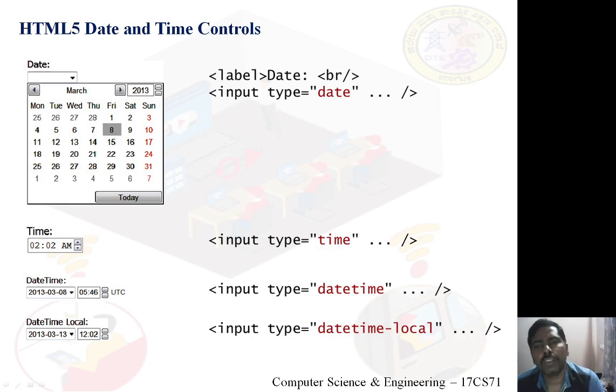Now let me see time. Suppose I want one more field which accepts time. I can create one more input field. For that I need to make use of the input tag, and I need to use type as time. And you can see this being displayed on this slide.